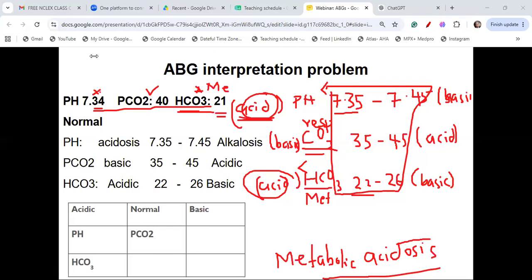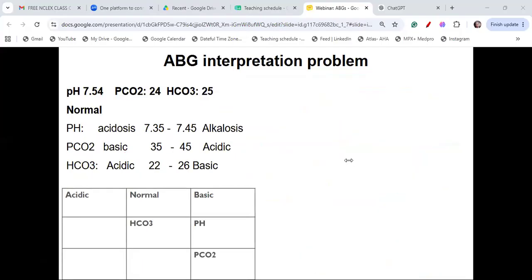Let us do another example. We're still doing basics. We are yet to get to the compensatory. After this, we'll go to compensatory and make it more complex. But you have to get which one has the problem. So let's look at this one. pH 7.45, PCO2 24, bicarbonates 25.